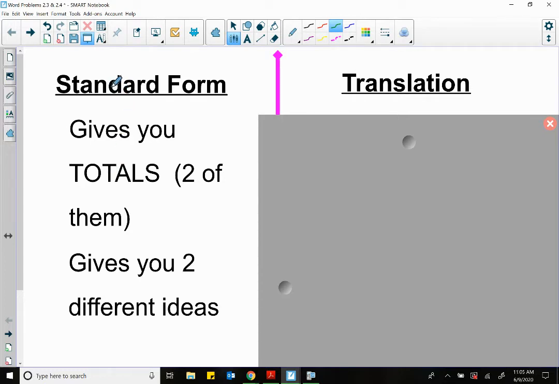And you know that standard form is written AX plus BY equal to C. Okay? AX, where X is your first item, plus BY, Y is the second item, equal to C, where C is what we call your total.